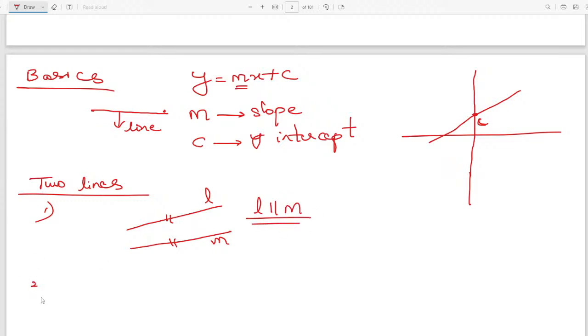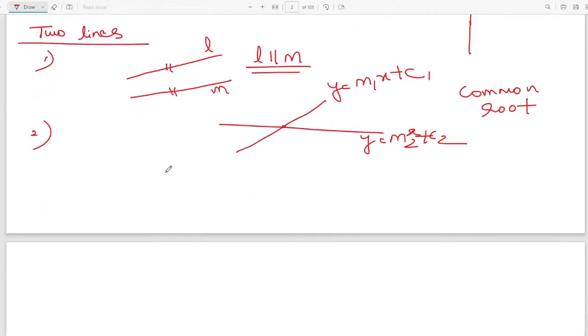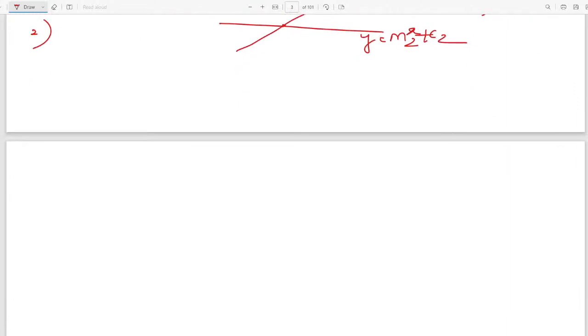The second condition is the 2 lines meet, they intersect here. If the equations are y = m1x + c1 and y = m2x + c2, then if they are intersecting, these 2 equations will have a common root. If they are not intersecting, then they will not have any common root.